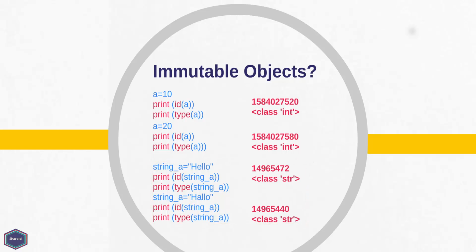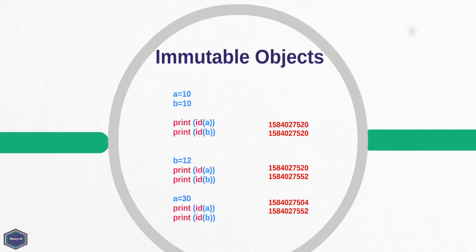Let's see another example which gives us more detail on how Python deals with memory and immutable objects. In this example, we have two integer objects A and B and both are equal to 10. If we print the id, we can see that both A and B have the same memory. Actually, Python has created only one memory and both objects A and B are referring to the same memory location.